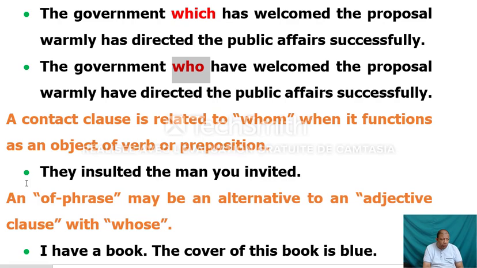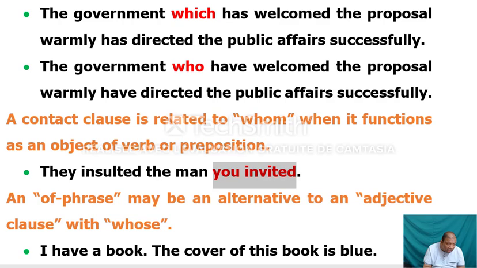Let me move to something very important which is called a contact clause. A contact clause is related to whom, but when it functions as an object of a verb or preposition. For example, in this sentence, they insulted the man whom you invited. So here whom we can omit, and we should understand that its place is there. Therefore, you invited, this is what we call a relative clause. This is the adjective clause, and concerning its analysis, it's a restrictive adjective clause introduced by the missing relative pronoun, which is who, whom, or that. Both of them here are interchangeable, no problem. Do you see? Here it becomes a contact clause.